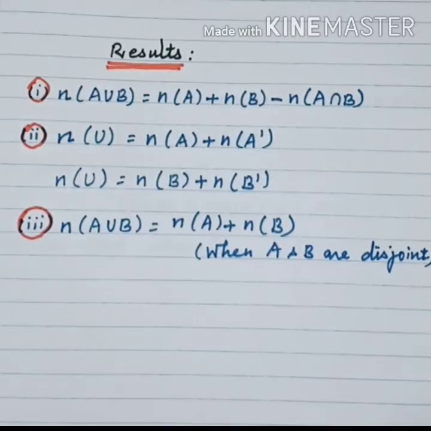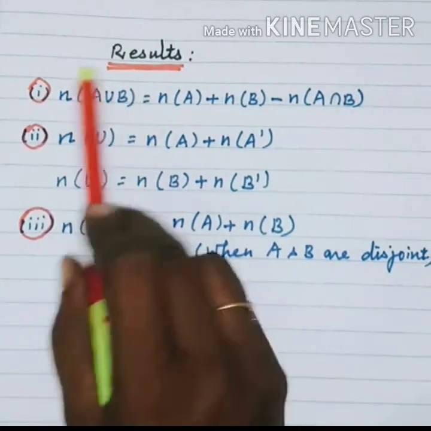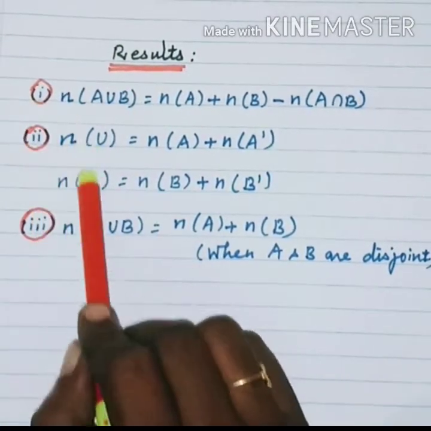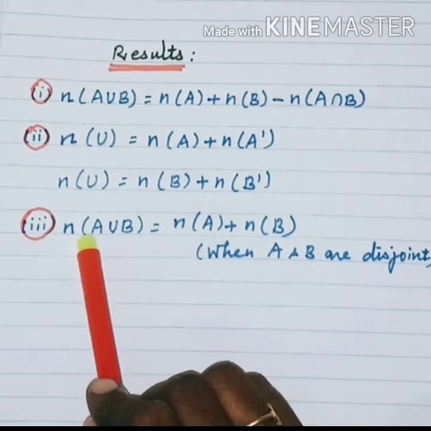Before entering into the next exercise, let's recall these three results once again. So this is result number 1. Using these three results only, the next exercise will be done for you.